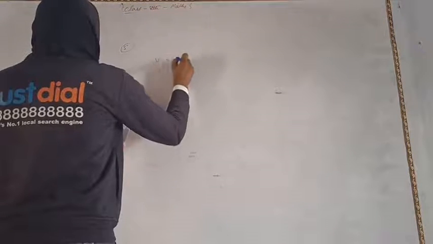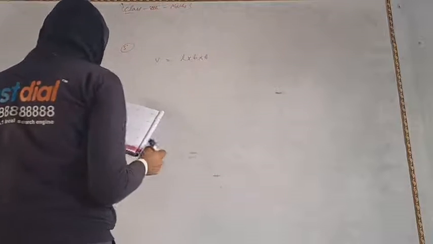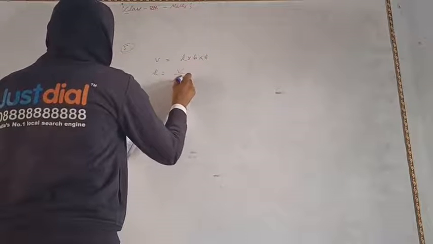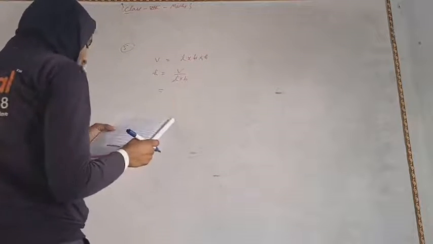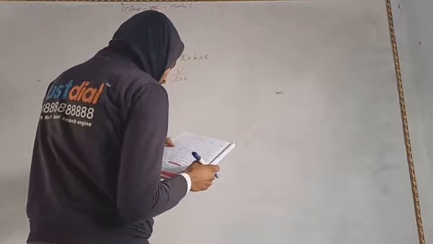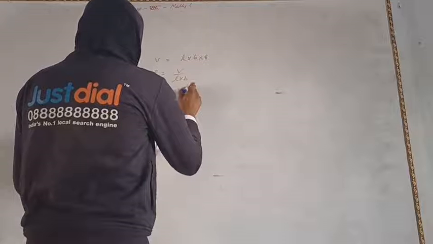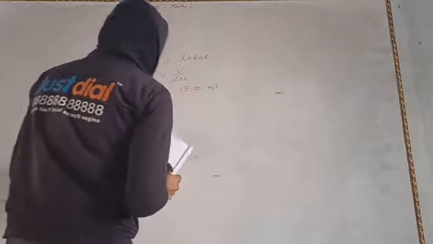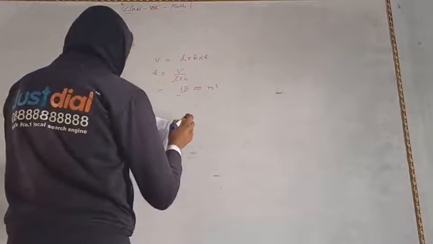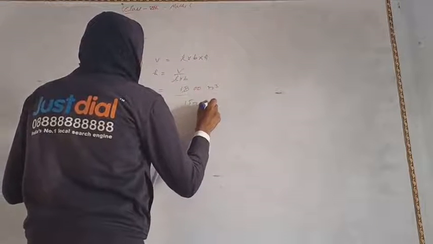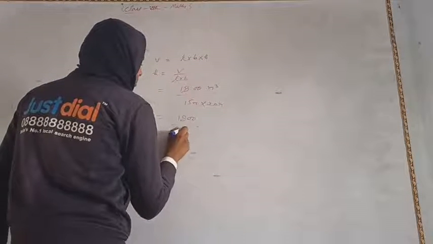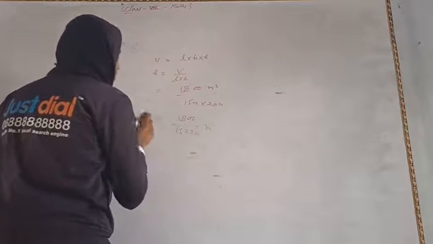So you know that V is equal to L into B into H, and here we have to find H. So from here H is equal to V upon L into B, length into breadth. Okay, so here the volume is equal to 1800 meter cube upon L into B, given as 15 meter and 20 meter. So from here we find 1800 upon 15 into 20 meter. Okay, this is the height.